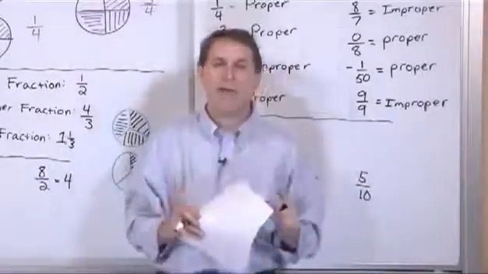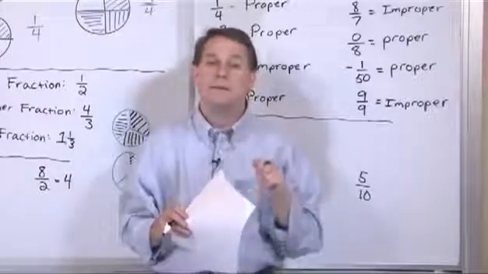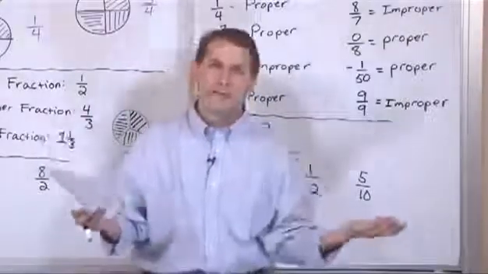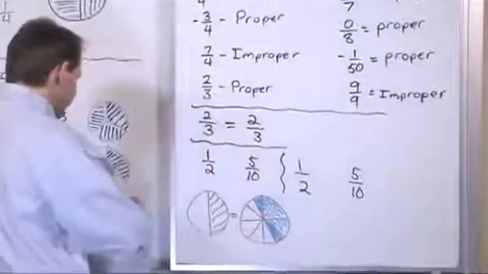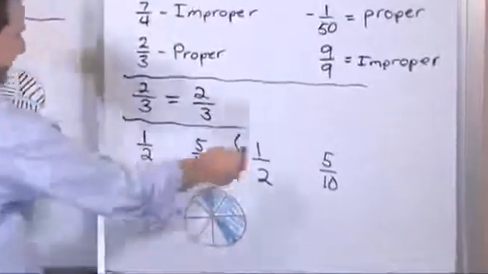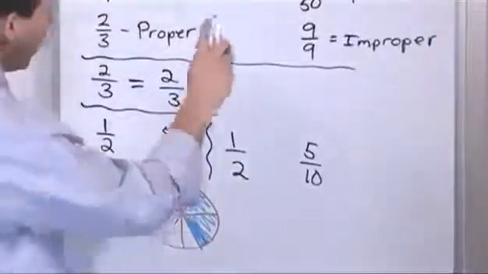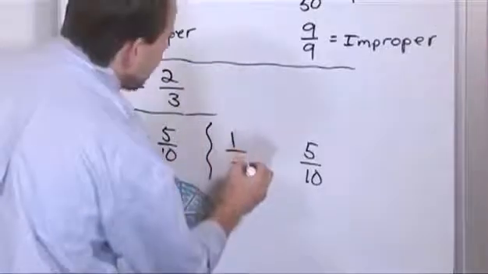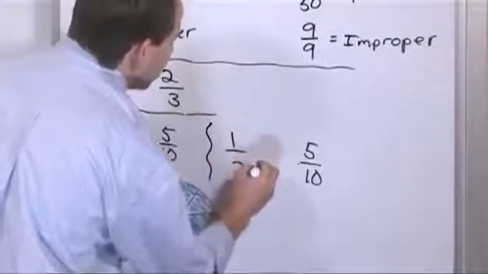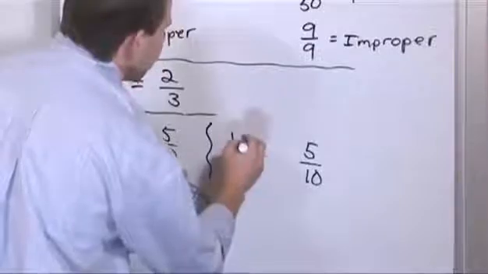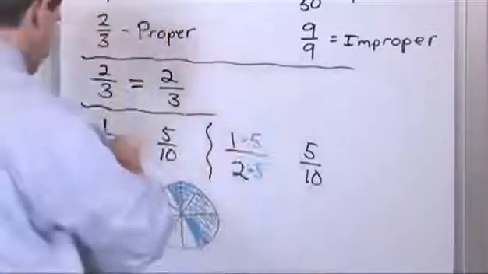I have to do it to the top and to the bottom at the same time. Then the fraction remains equivalent, basically the same thing. So let me just show you by example how to do this without drawing a picture, how to figure out if these two things are equal. What if I multiply the denominator by 5 and the top by 5?